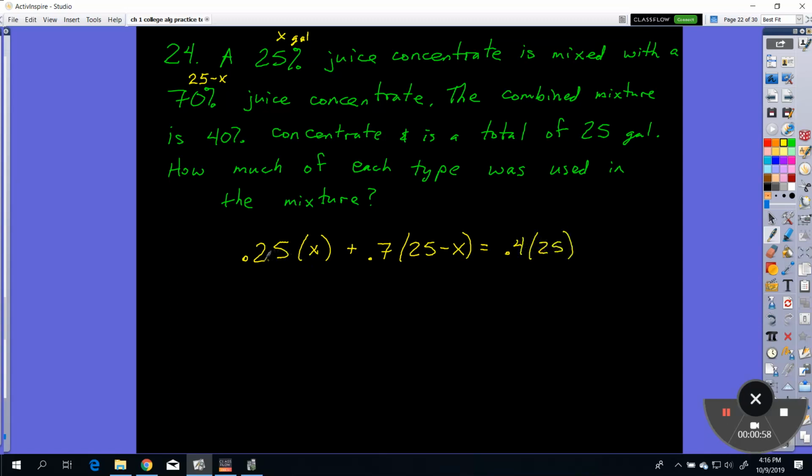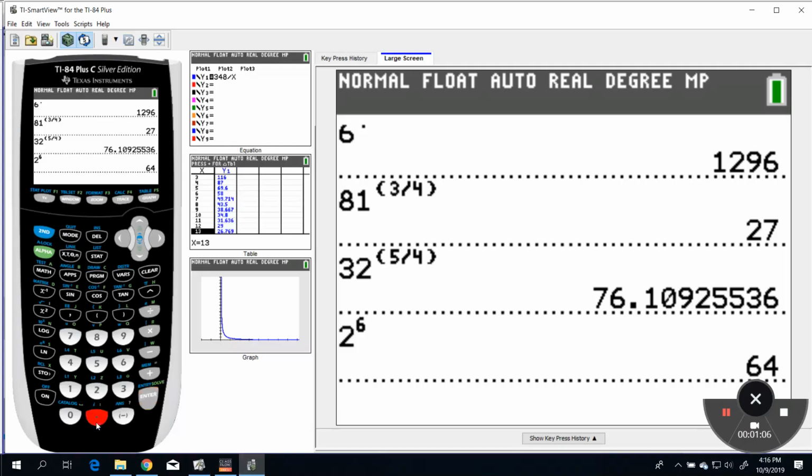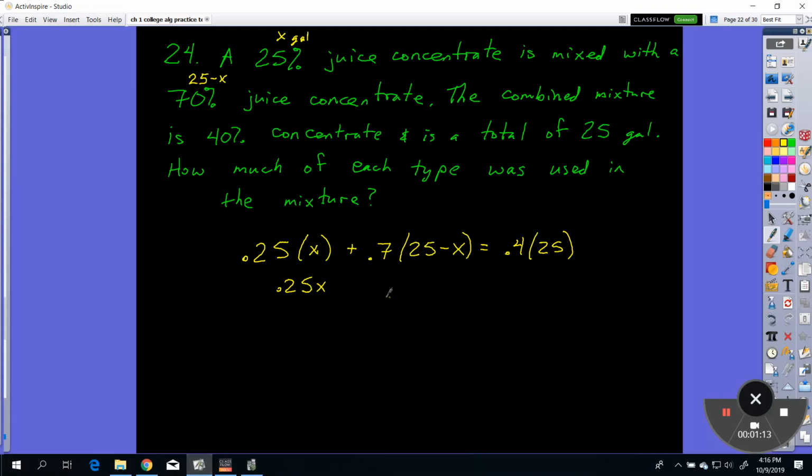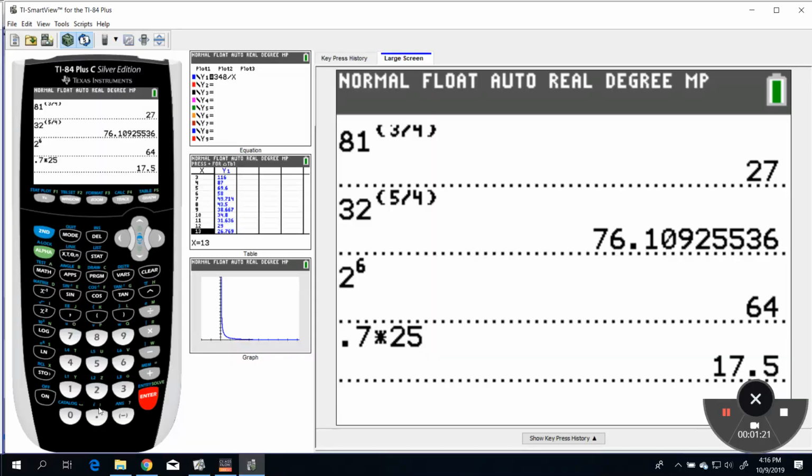I can just go ahead and multiply. So I have 0.25x, 0.7 times 25. So 0.7 times 25 is 17.5, minus 0.7x, and then 0.4 times 25.